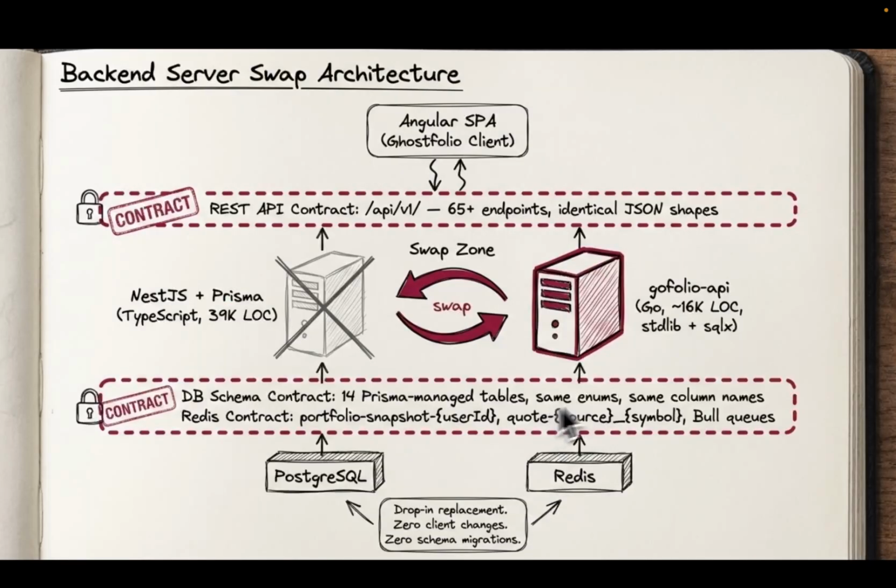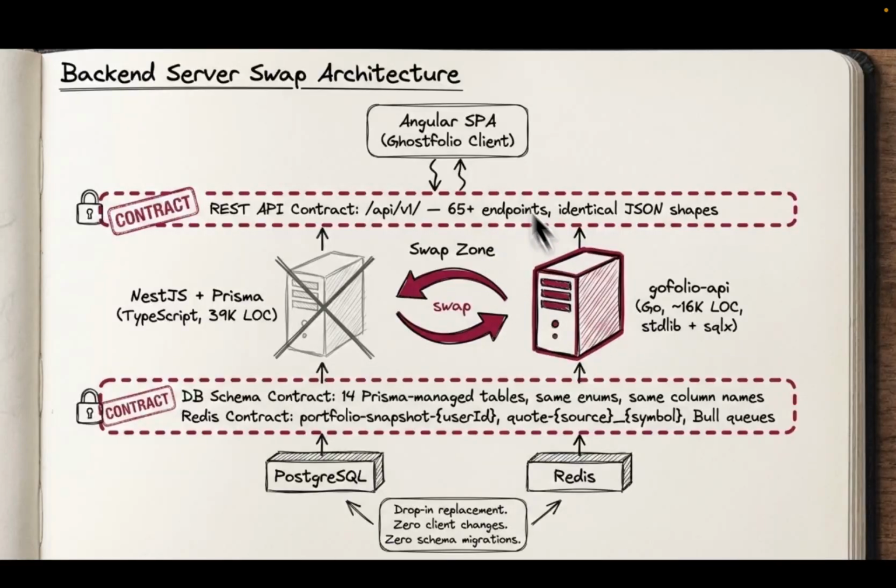So, seams and contracts. I think I talked about this briefly before. The contract with the REST API allowed us to swap out the Prisma server for a GoFolio server because we had confidence that GoFolio, through the red-green testing, was providing the exact same API contract.